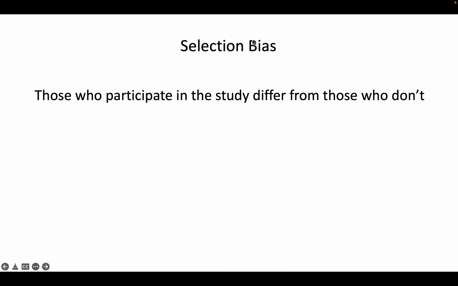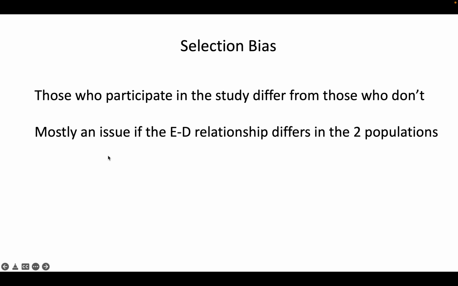So with selection bias, it's basically when those who participate in your study are different than those who don't. And when these differences are related to both the exposure and disease, and especially if the exposure-disease relationship differs in your group and the population at large, that's pretty severe selection bias.